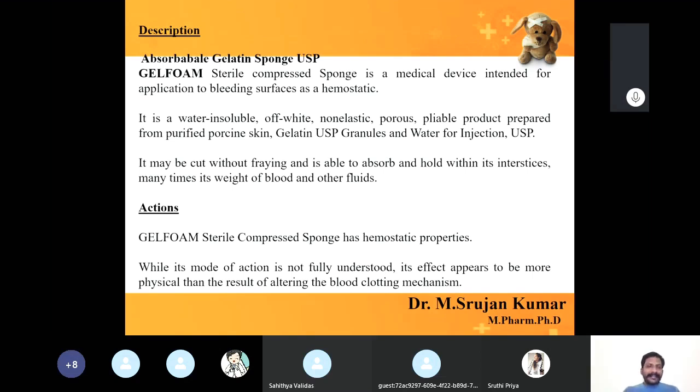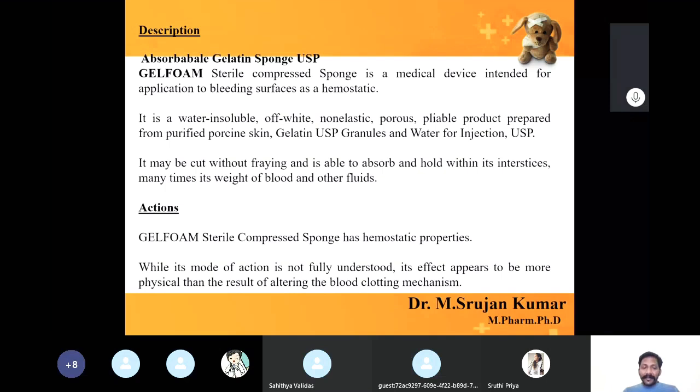So what are the characteristics of this gel foam? It is water insoluble. The base solubility of gel foam is water insoluble, off-white, non-elastic, porous, pliable. Pliable is nothing but flexible. Where is this gel foam prepared from? It is prepared from three ingredients: purified porcine skin, followed by gelatin USP granules and water for injection USP.